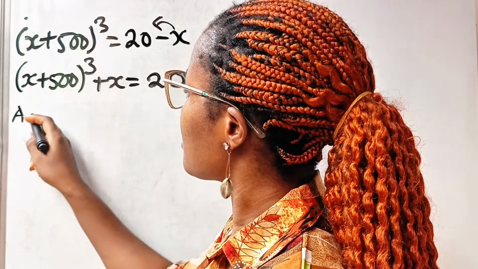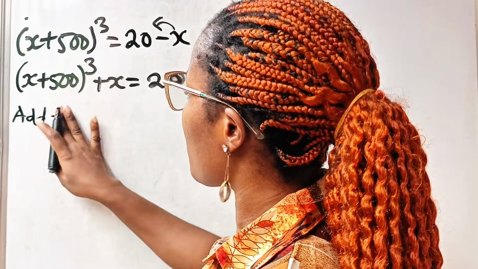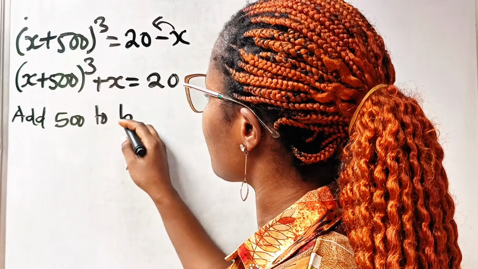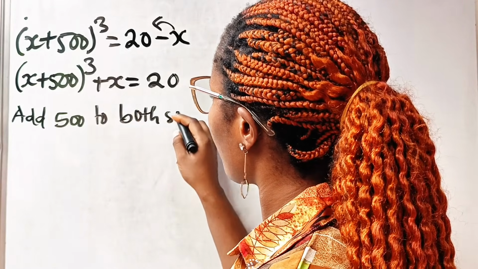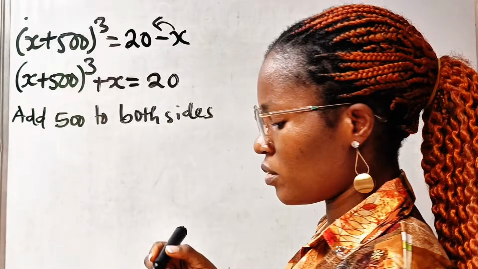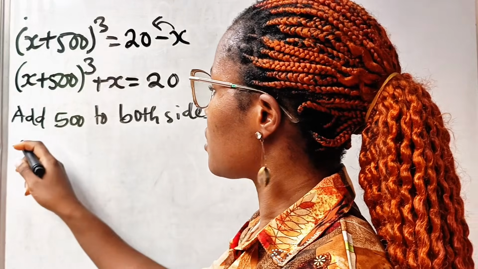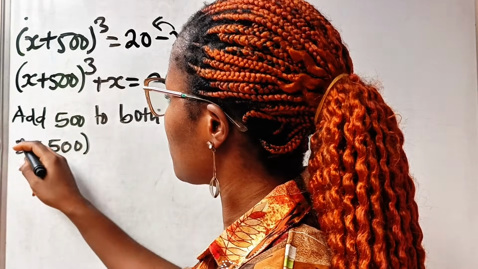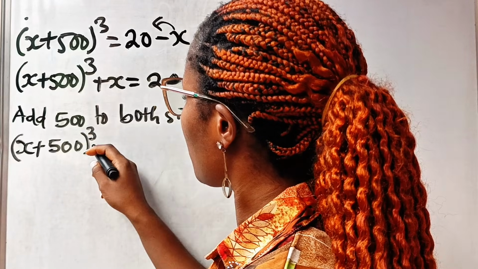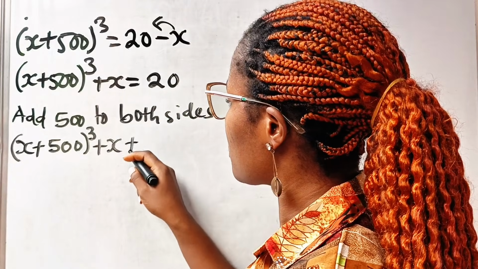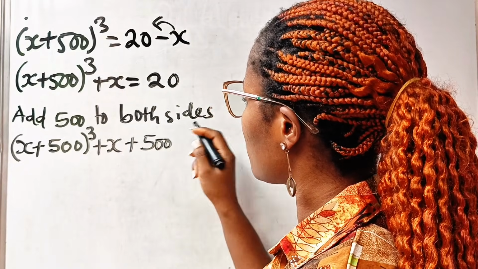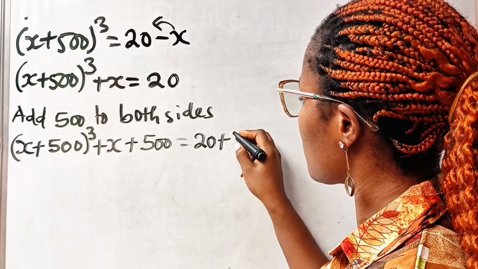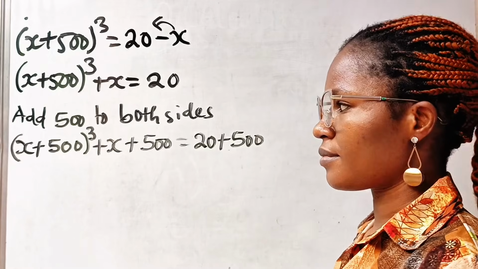So let's add 500 to both sides. Add 500 to both sides. x plus 500 to the power of 3 plus x plus 500 is equal to 20 plus 500.